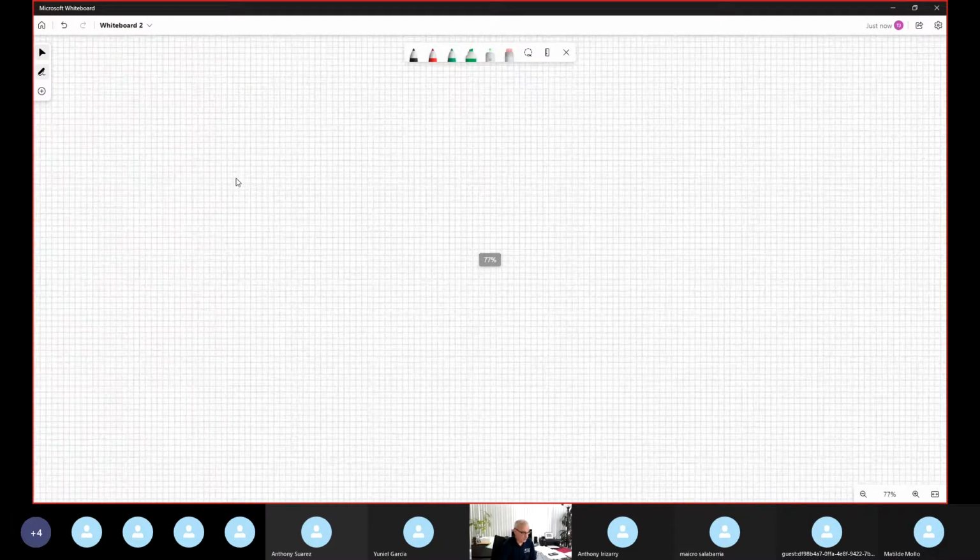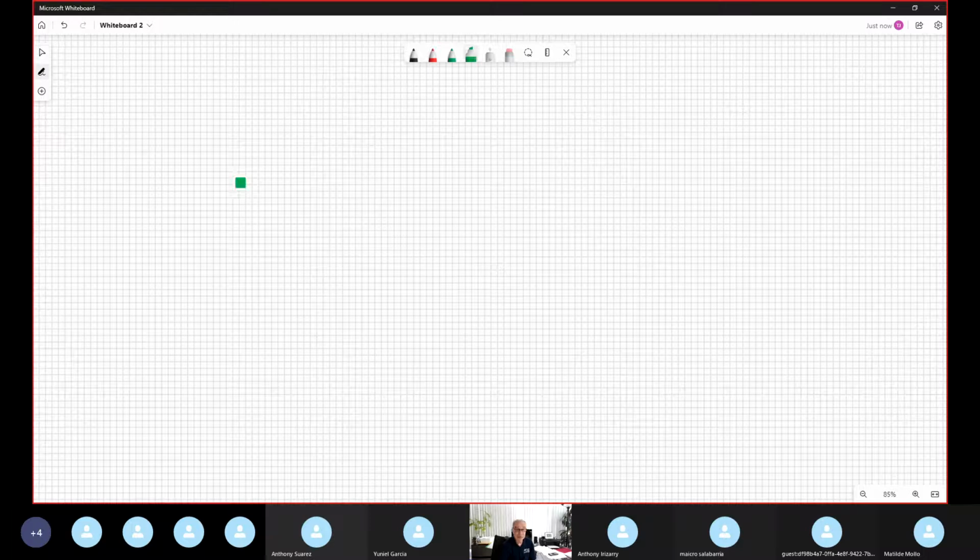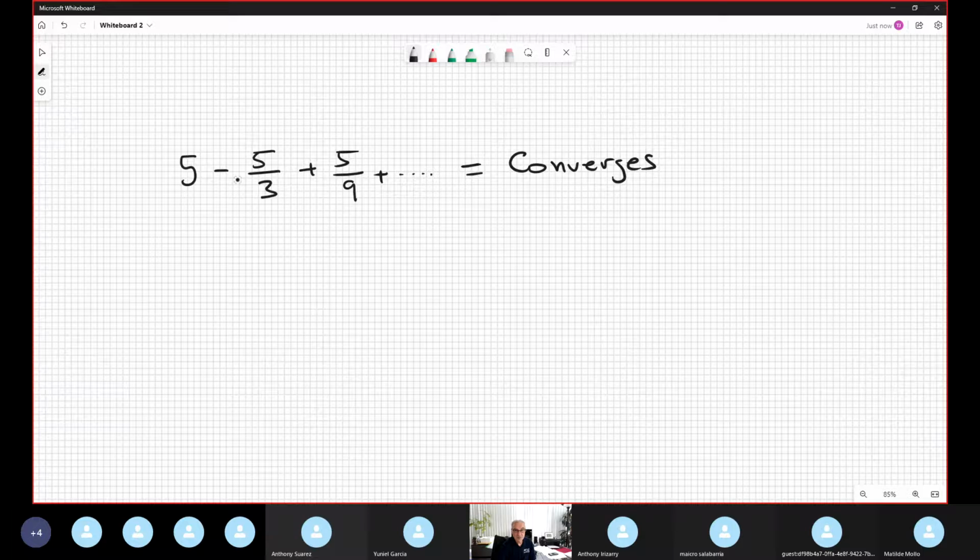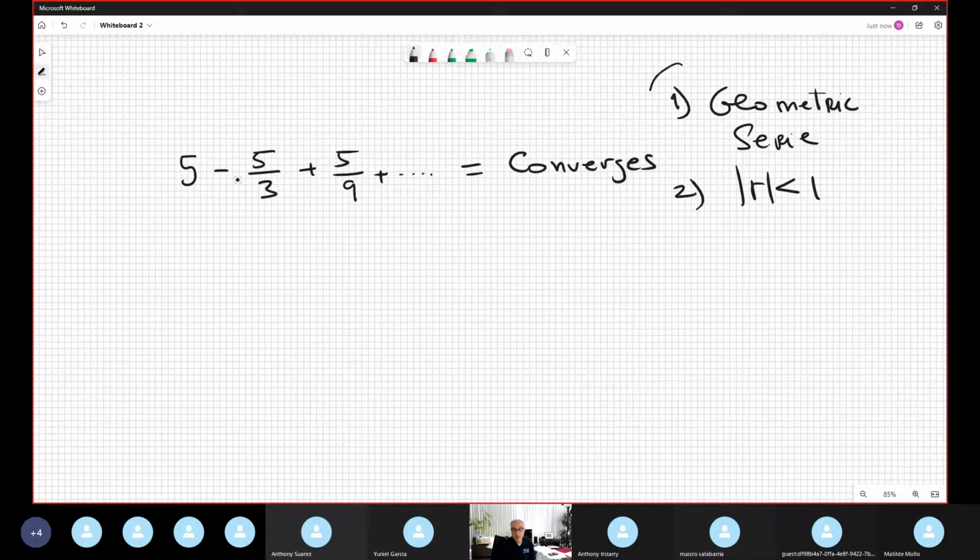Okay, let's move on to the 14th question. The 14th question is a series: 5 minus 5/3 plus 5/9 plus, and so on to infinity, no? The only possibility that this converges is, number one, a geometric series. Number two, the common ratio has absolute value less than 1. These conditions together are the only way to guarantee that this is convergent.